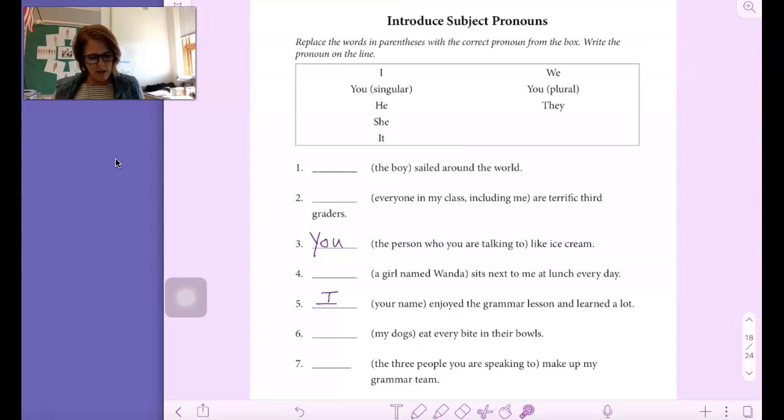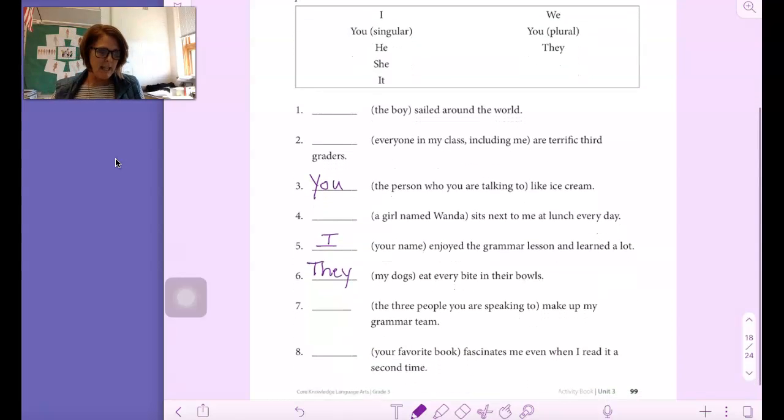Number 6, my dogs eat every bite in their bowls. My dogs, we need to replace, it has an S, it's plural, so we need to use one of our plural pronouns. Does it make sense to say we eat every bite in their bowls? Are you a dog? Does it make sense to say you eat every bite in their bowls? Or they eat every bite in their bowls? It is they. Do you see, if I'm not sure, I can substitute all the words in the sentence until I'm sure I have the right one.